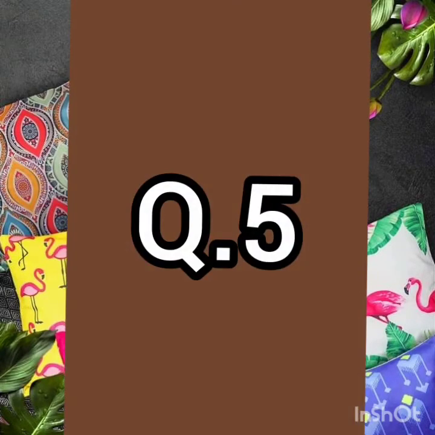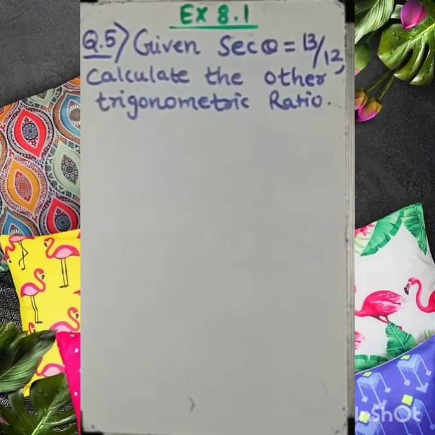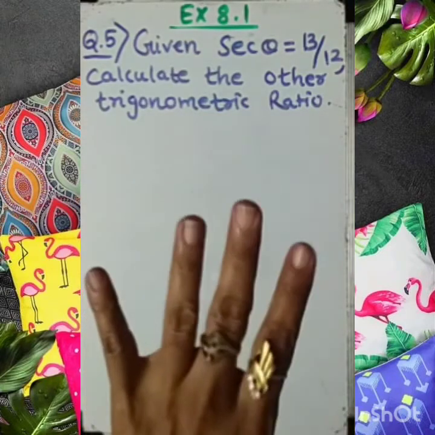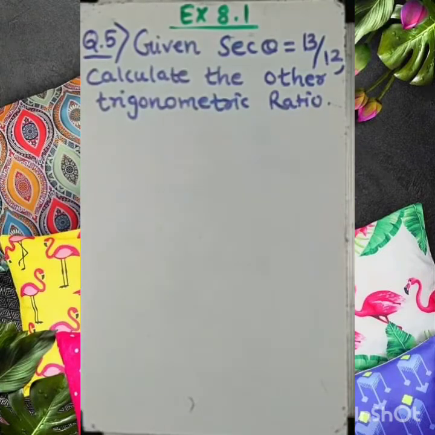My dear student, question number 5, we are given sec theta equal to 13 by 12. Clear to you? We need to calculate the other trigonometric ratios. Other means the rest of the 5 trigonometric ratios we have to find. Very simple, very easy question.